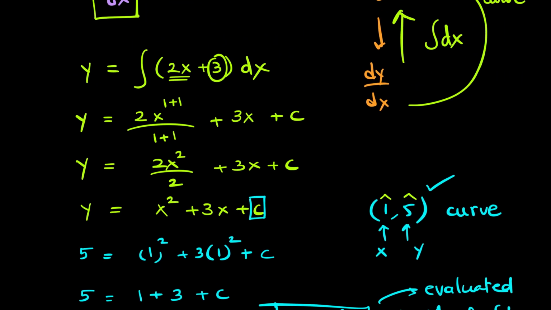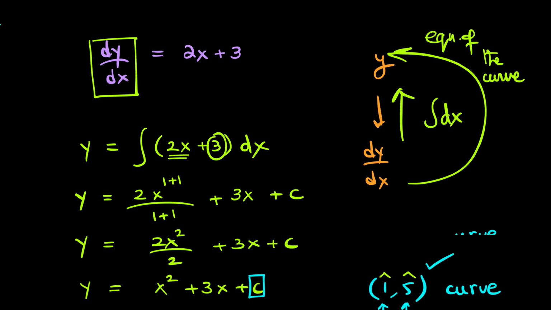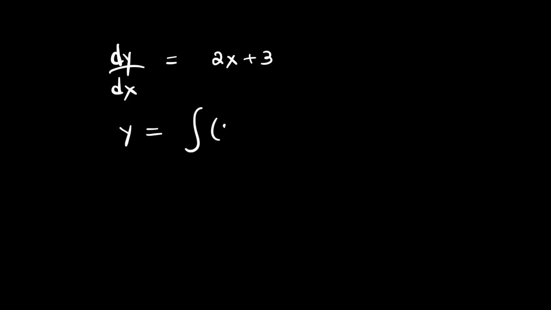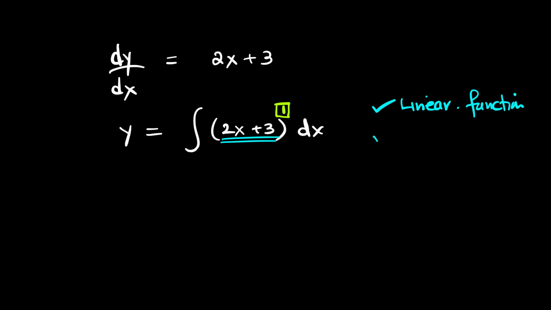Now let's scroll up and look at the equation for a second. In this particular integration technique, we integrated term by term. The question is, can we integrate it as a bracket with a power of 1 and get the same result? Let's find it out. So we have dy by dx equals 2x plus 3. y equals the integral of (2x plus 3) dx. Let's put a power of 1 on top of the bracket. Yes, it's a linear function. And the second thing is the power is anything but not equal to -1. That means the chain rule is applicable.